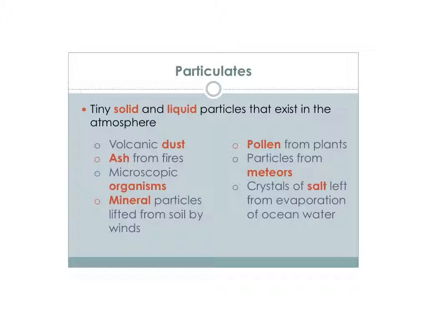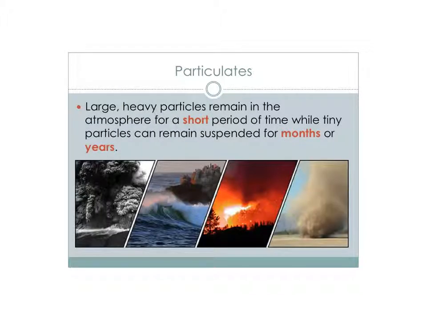So these are all things that have such a low density. That means they're so small, and they're less dense than the gases around them. They're able to continue to float through the atmosphere. So the larger and heavier particles remain in the atmosphere for just a short amount of time before they return to Earth because of gravity pulling them down. But the tiny particles could remain suspended for months or even years before they end up being affected by gravity and being brought back to Earth.